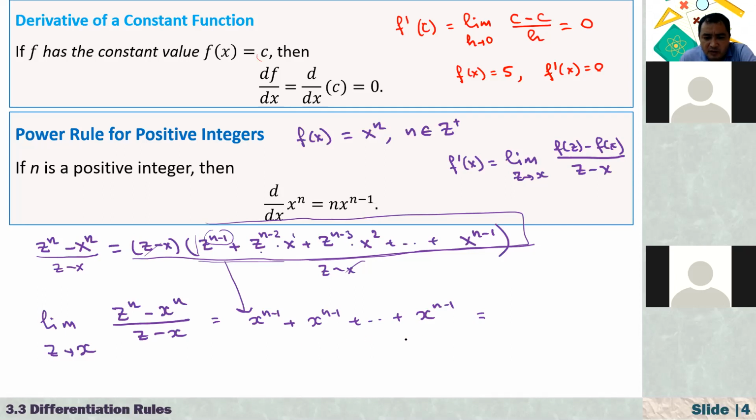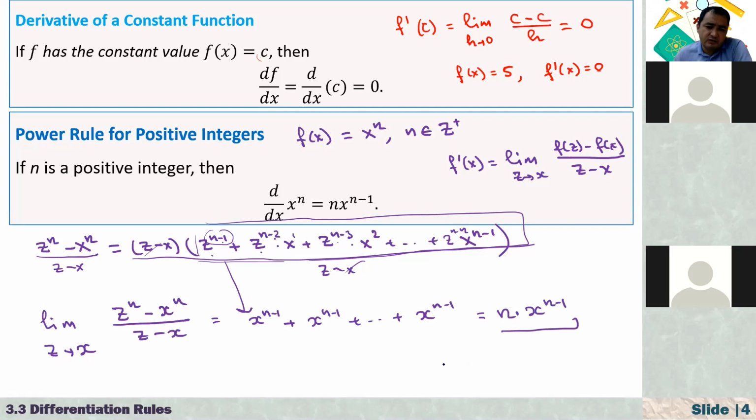And how many terms do we have here? n terms, right? Starting from here, n minus 1, 1, because here 1, 2, 3, and so on. And the last one is x to the power of n minus n. That's why here we have x to the power of n minus n, starting from 1 until n. So if you just simplify this, here we have n times x to the power of n minus 1.